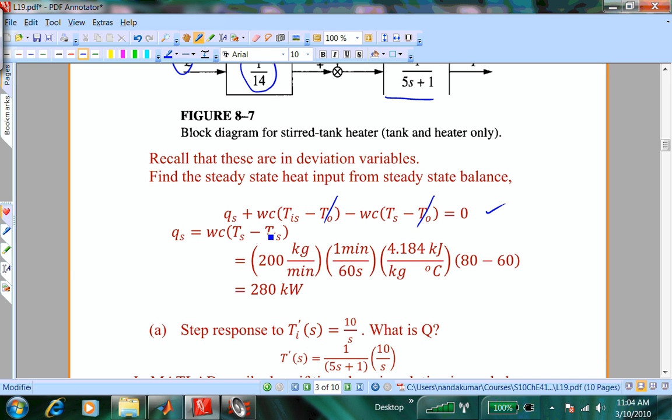And you know all of them. You know W, you know C, you know that the inlet temperature is 60 and the outlet temperature is 80 degrees. So in order to heat that volume of liquid from 60 to 80 degrees, you need to input continuously 280 kilowatts from the heater. So that is your steady state heat duty.